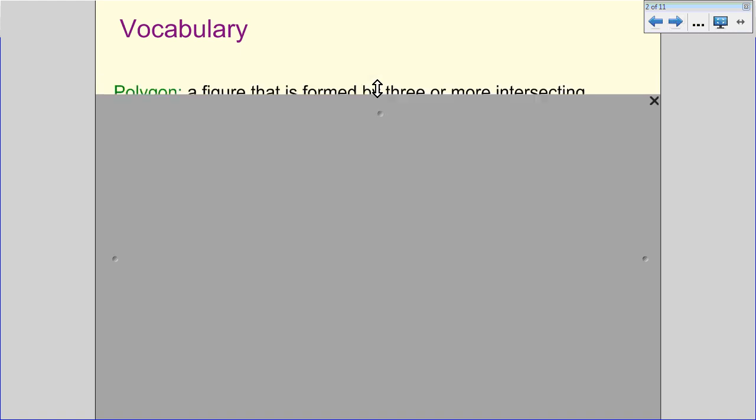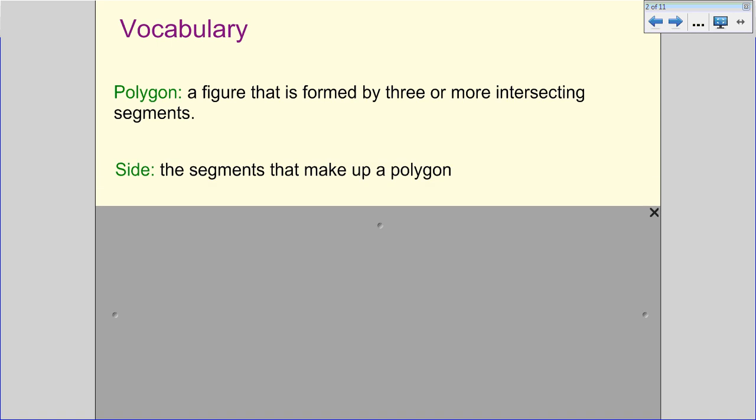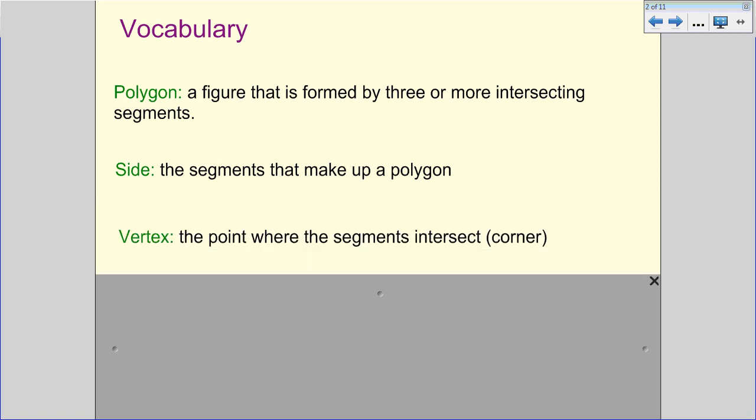So our vocab. A polygon is a figure that is formed by 3 or more intersecting segments. So the segments have to intersect. They have to join at a point. When we talk about a side of a polygon, it's the segments that make up a polygon. So we're going to have 2 endpoints because they're a segment. The vertex is the point where the segments intersect. It's a corner.